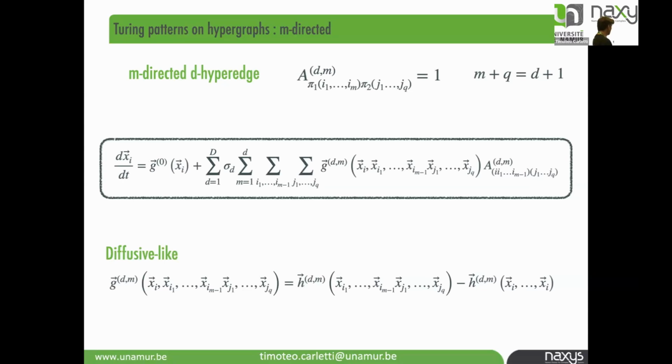And so if you write down the equation where you have this vector x_i that describes the amount of species at node i, then you have again the isolated system, so the local reaction, and then you have a sum of terms that depends again on the size of the hyperedge and the directionality. So you can play on both, on the dimension and on the number of nodes in the head. Okay, so here to simplify, I will not put the permutation anymore. This is clear from the context.